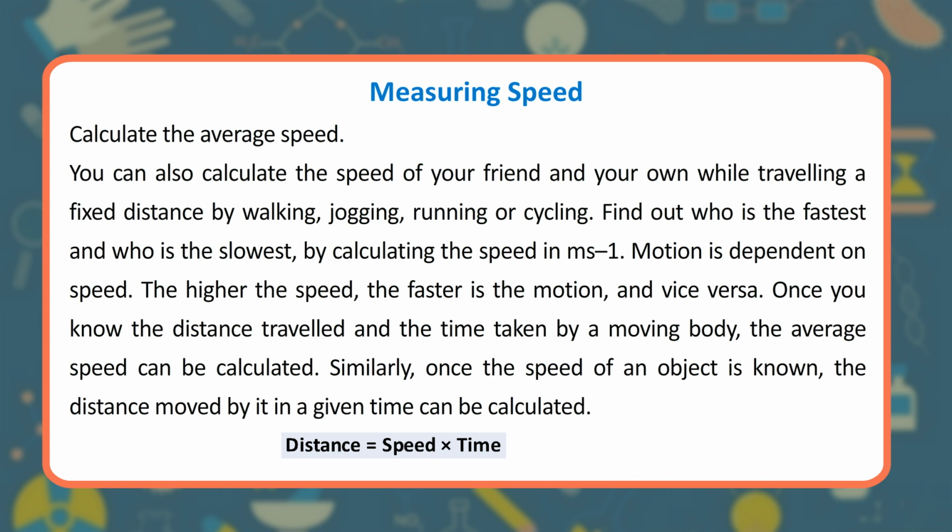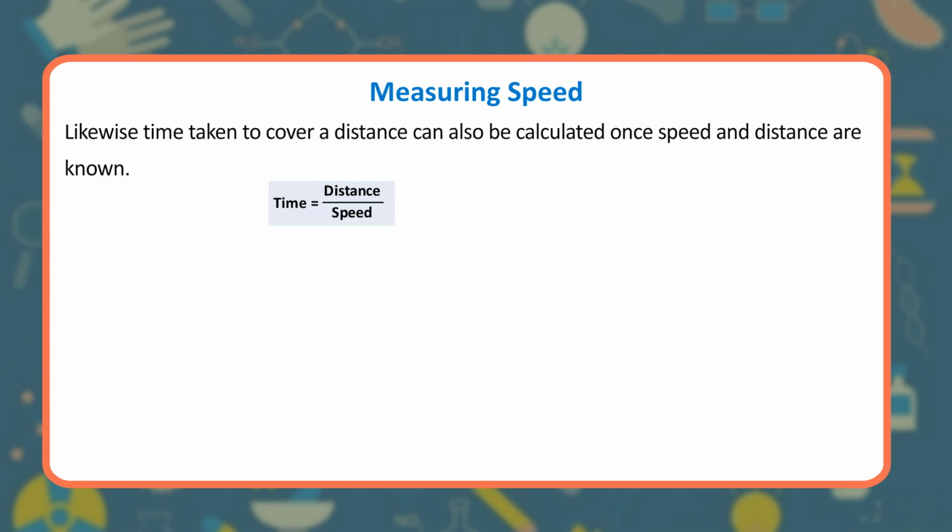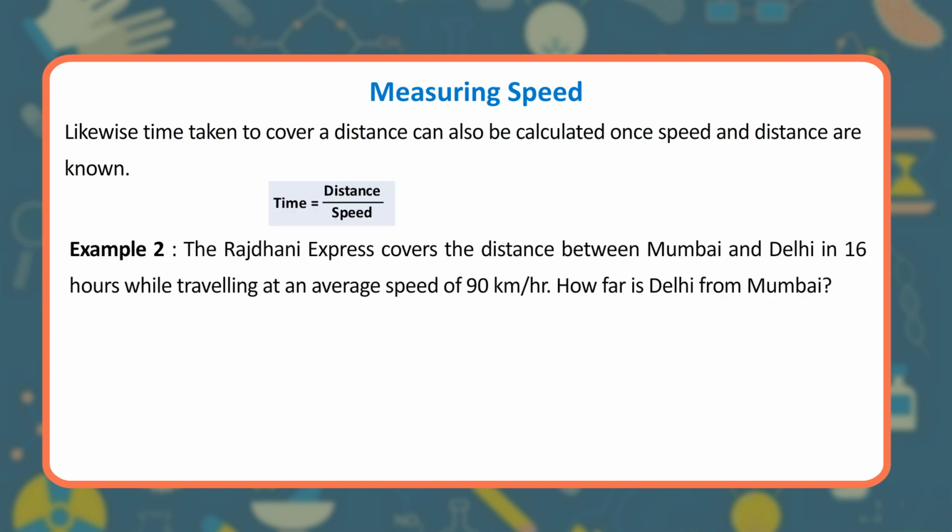Similarly, once the speed of an object is known, the distance moved by it in a given time can be calculated. Distance equals speed times time. Likewise, time taken to cover a distance can also be calculated once speed and distance are known. Time equals distance divided by speed.